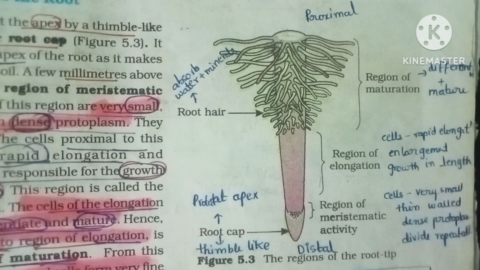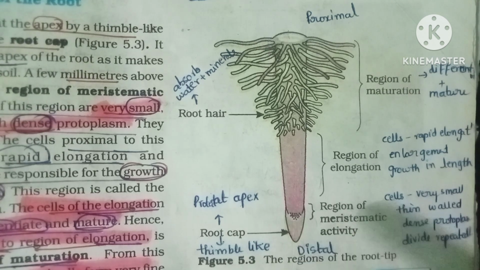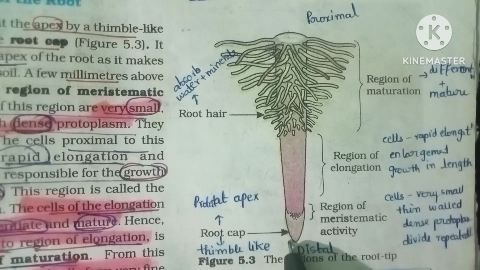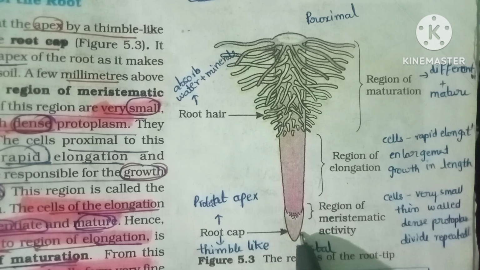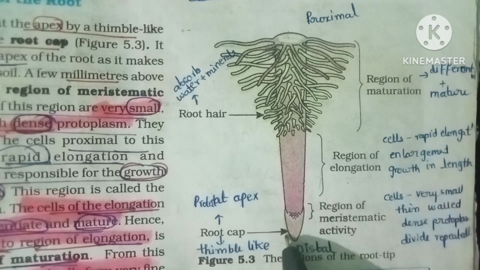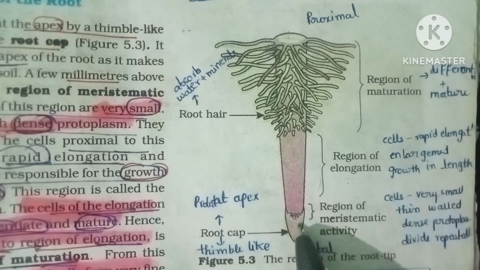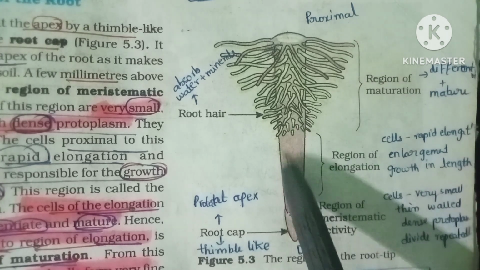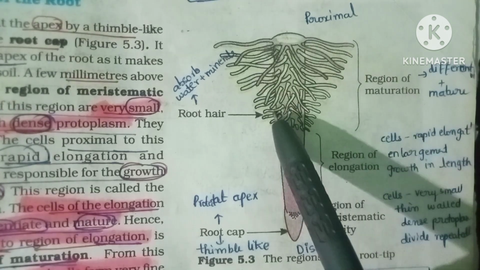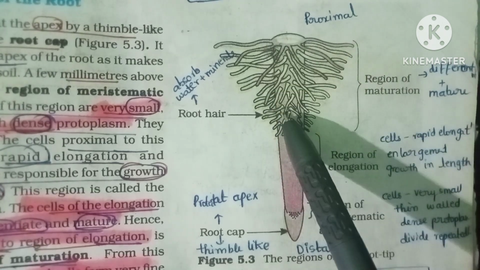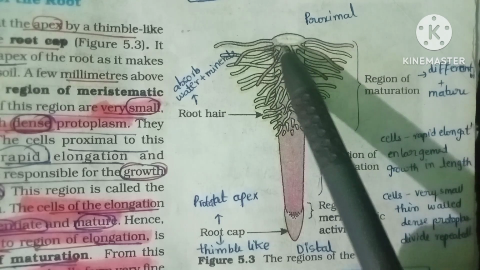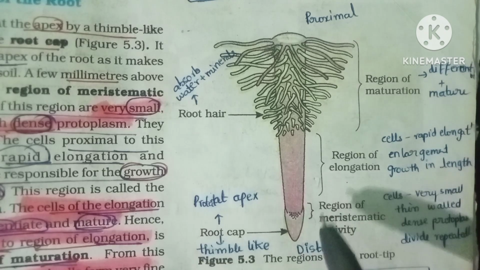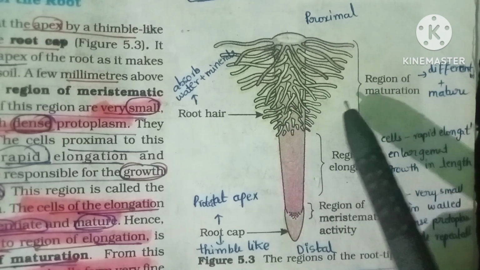See, this is the root cap region, very small, present at the apex of the root. Above this, a few millimeters above, is the region of meristematic activity, then the region of elongation, and this whole region is the region of maturation. Root hairs emerge only from the region of maturation, but not from the region of elongation or meristematic activity. We should learn this carefully.